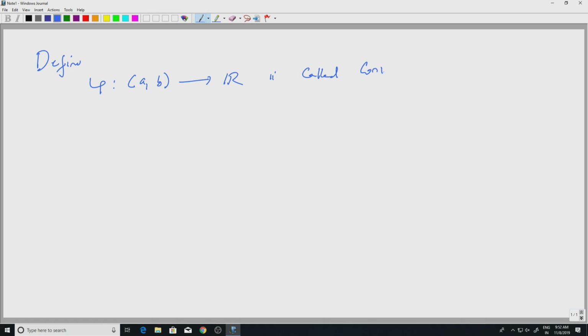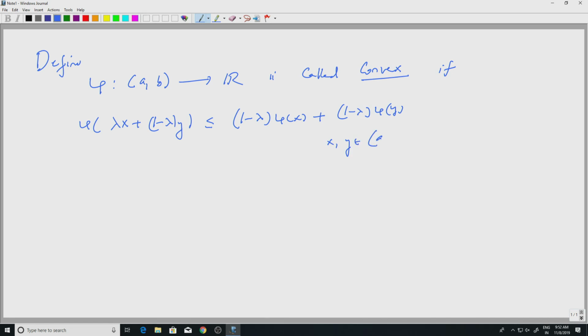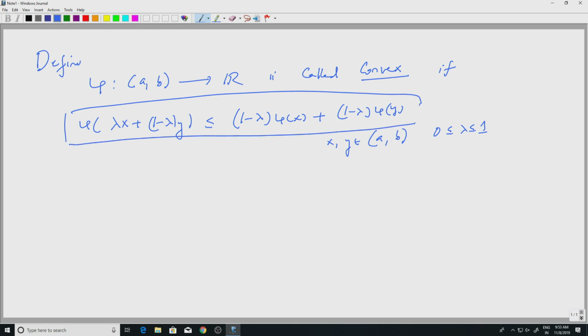if phi of lambda x plus 1 minus lambda y is less than or equal to 1 minus lambda into phi of x plus 1 minus lambda into phi of y. This is true for all x and y in the domain of phi and lambda between 0 and 1. So, we have some inequality. Let us see what that says. What does this inequality mean?